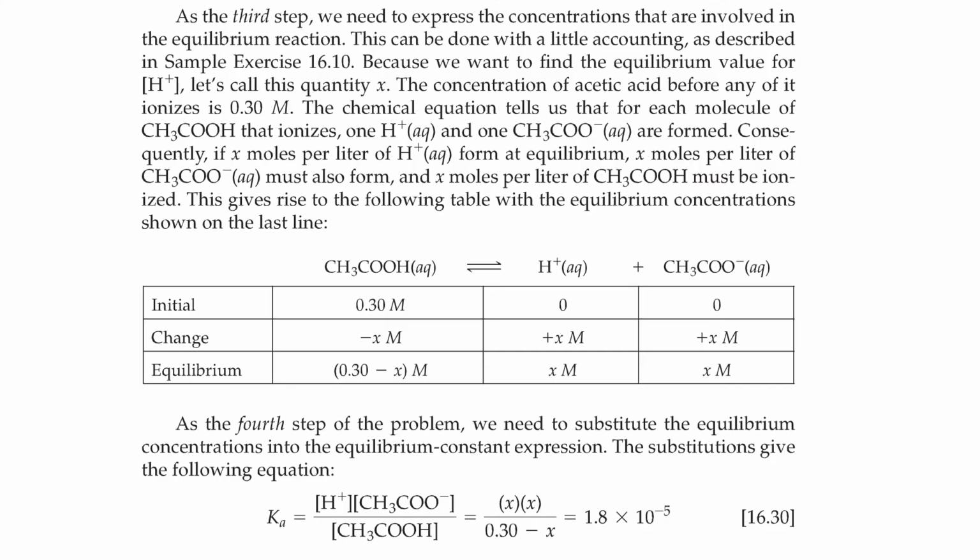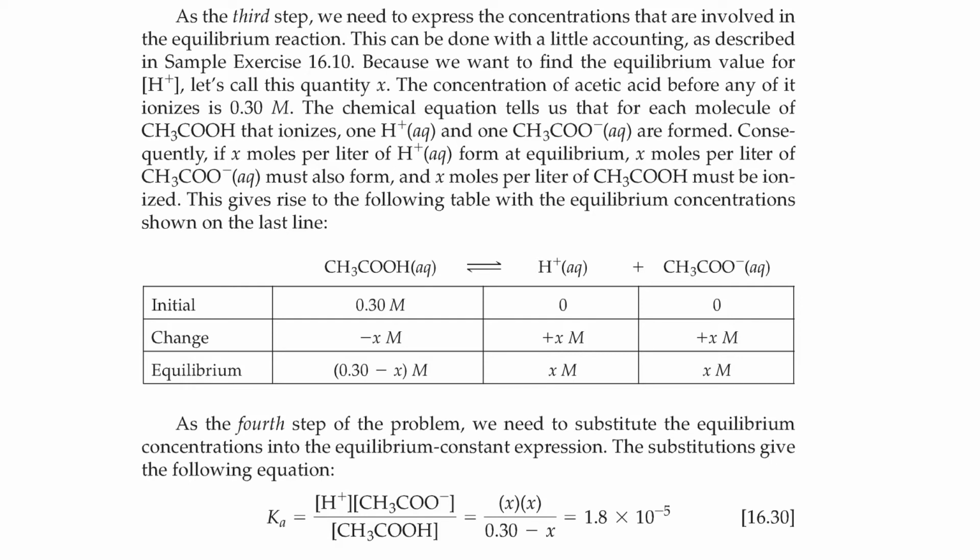As a third step, we need to express the concentrations that are involved in the equilibrium reaction. This can be done with a little accounting, as described in Sample Exercise 16.10. Because we want to find the equilibrium value for the proton concentration, let's call this quantity X. The concentration of acetic acid before any of it ionizes is 0.3 molar.